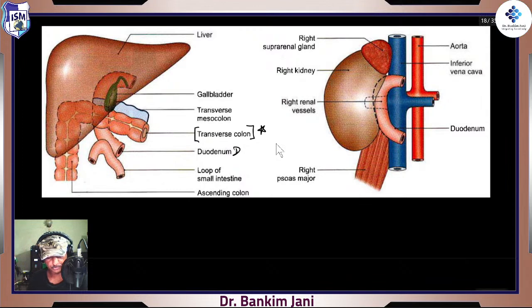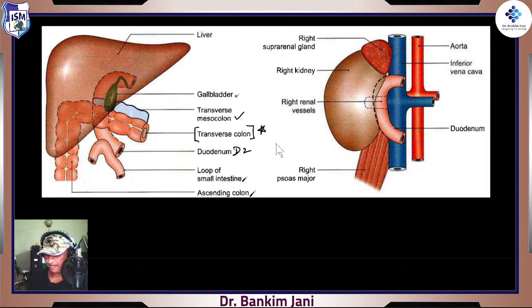That's the D2, right? Duodenum 2. And these are loops of intestine. That is ascending colon. We are not interested in that. All these. This is okay, right? That's okay. Transverse mesocolon, but obvious, right? Because transverse colon is there. So it would be transverse mesocolon. Gallbladder is a bit up. That's okay, right? Yes.